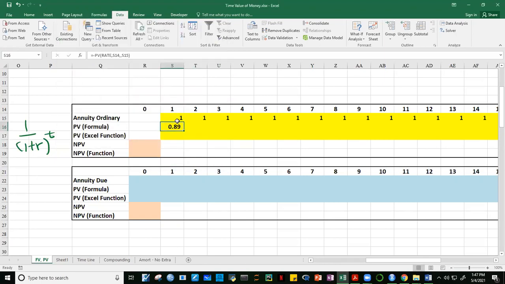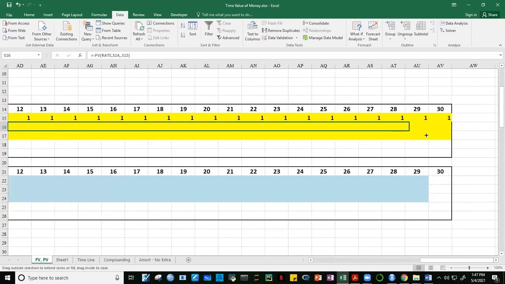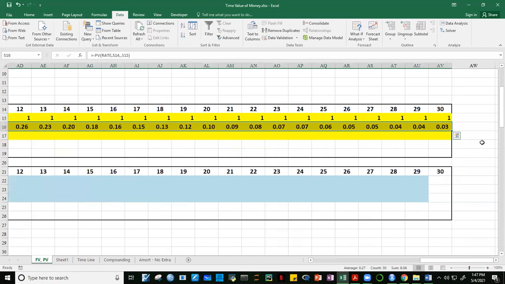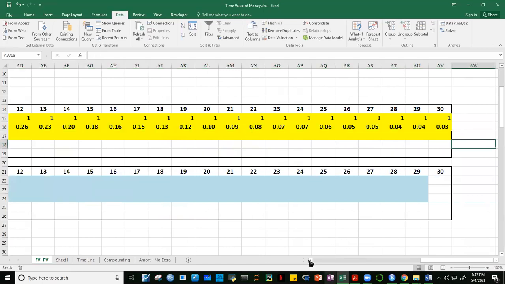So ano ibig sabihin nito? Yung 1 at the end of the first period, it's equivalent to 0.89 today. Equivalent siya sa 0.89 today. Alright, so let's copy this to the right. Okay, what do you notice about our value? Lumiliit, sir. Lumiliit.